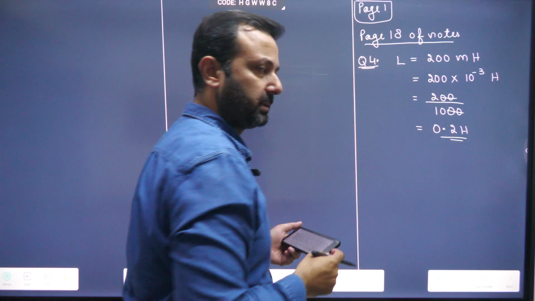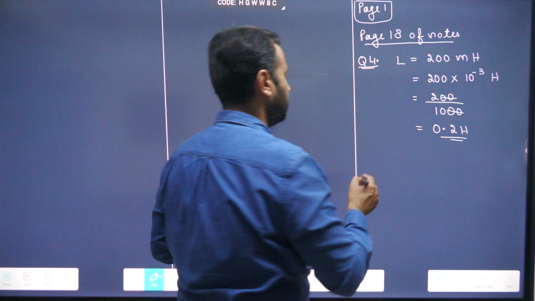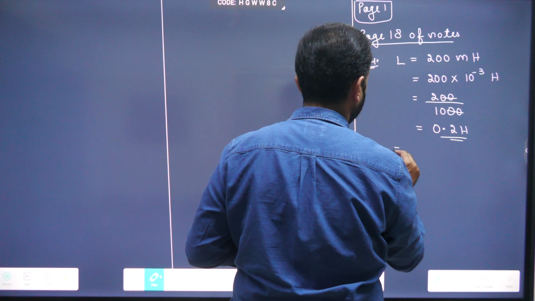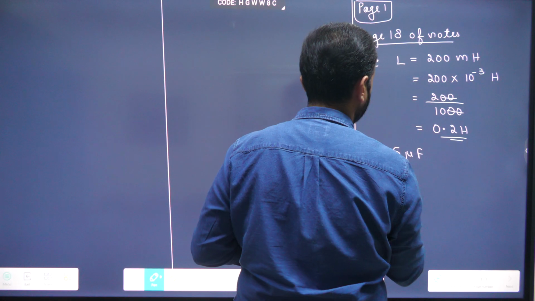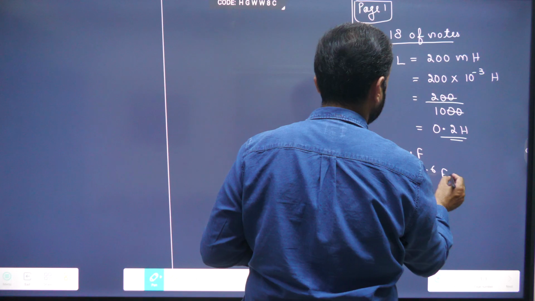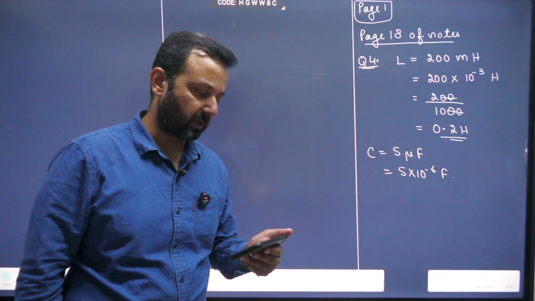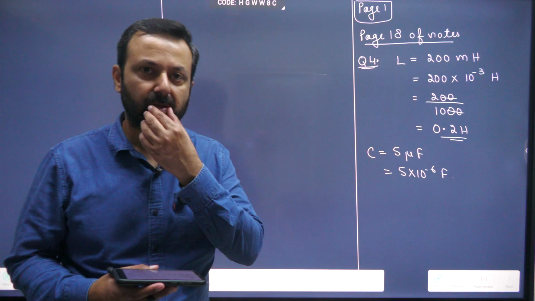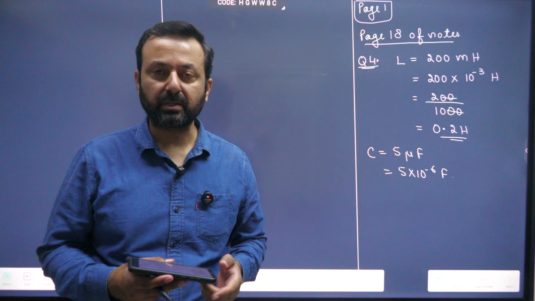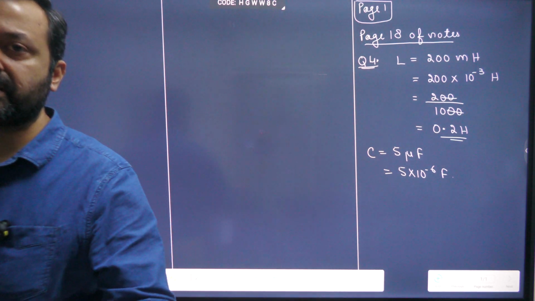This is inductance, the value of L. And a 5 microfarad capacitor. The value of the capacitor is 5 microfarad. Micro means 10 to the power minus 6. So 5 into 10 to the power minus 6 farad. This is the value of the capacitor. They are connected one by one across a sinusoidal AC voltage.